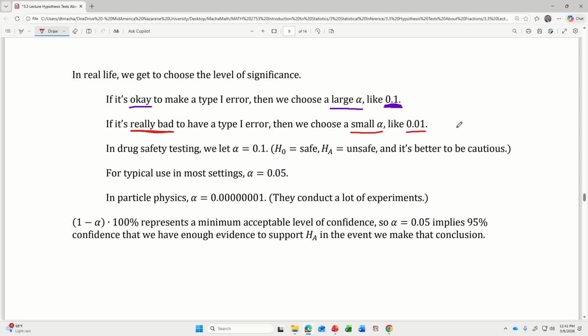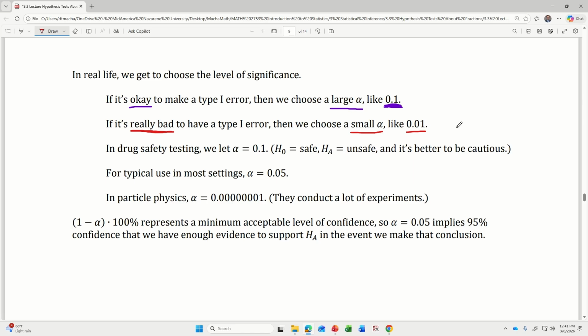If we're doing drug safety testing, we might choose an alpha of like 0.1, which is a pretty large value of alpha because it's okay to make a type 1 error. In the context of drug safety testing, a type 1 error means that you've decided your medicine is unsafe, when in reality the medicine happens to be safe. Because that's just erring on the side of caution, right? That's just like, okay, we're going to hold it back. We're going to do further testing. We're going to keep an eye on it.